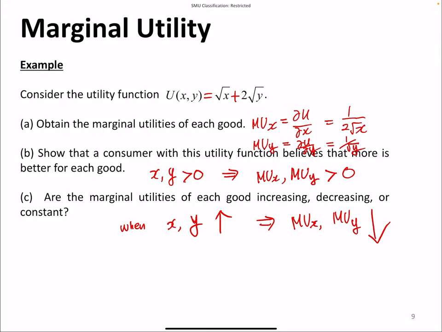So basically you get bored as you consume more and more of one good, so your marginal utility decreases. You have decreasing marginal utility, which is natural.